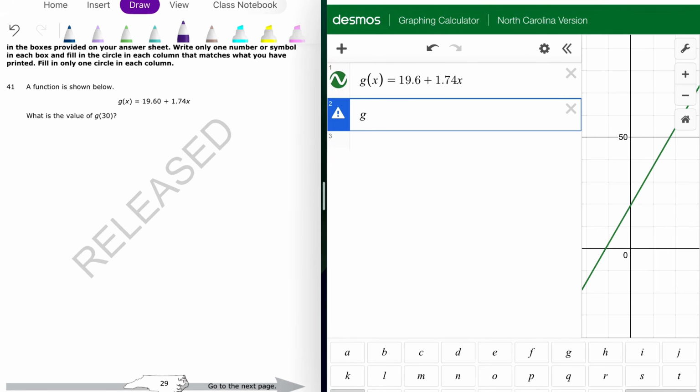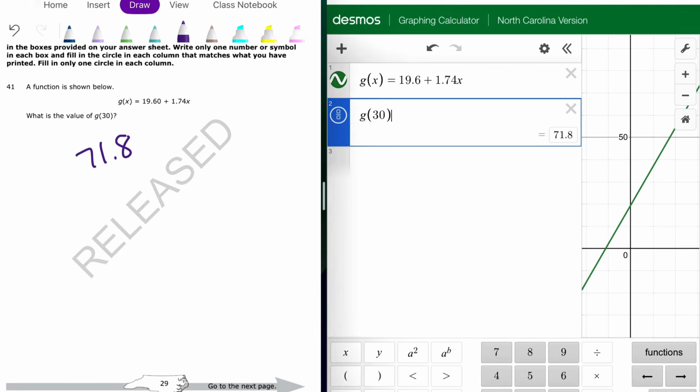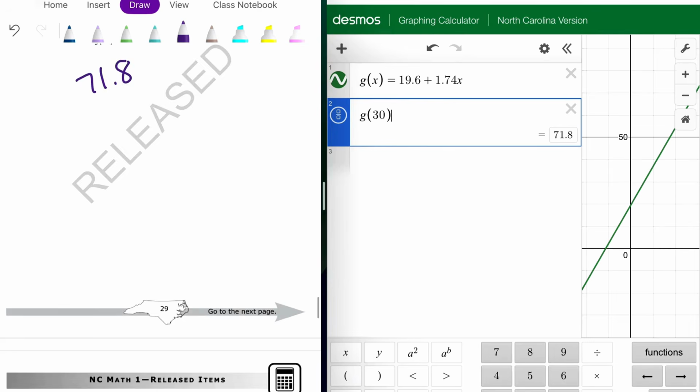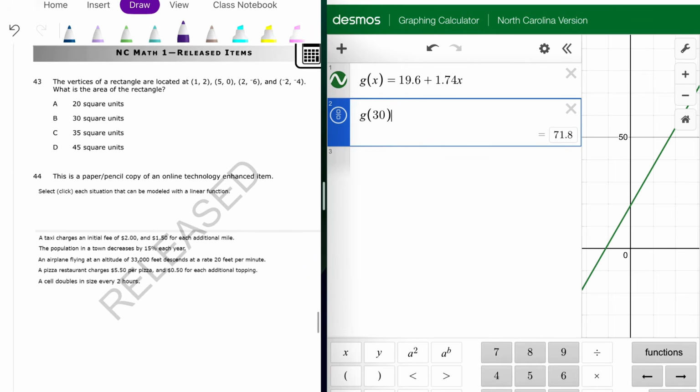So I type g of 30. It literally does the problem for you. That is mind-blowing. And then you're like, okay, it's 71.8. And you just got it right without doing any mathematics. Crazy. All right. I am going to stop here.